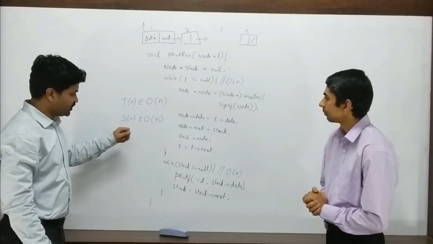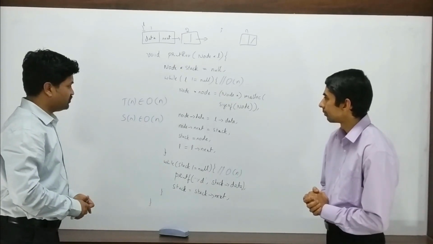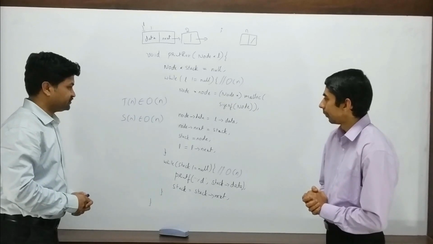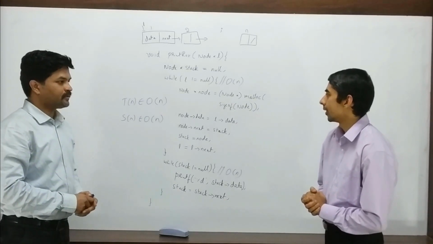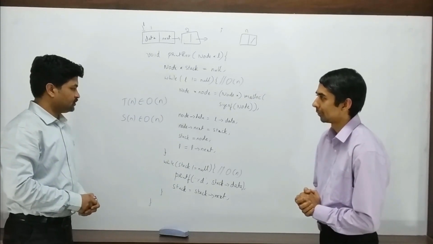But space-wise we are now off. We had big O of 1, which is obviously the lower bound, but here it takes big O of n space. So the space is a bit of a concern here, right? Can you think of a better method? Sure, let me try.